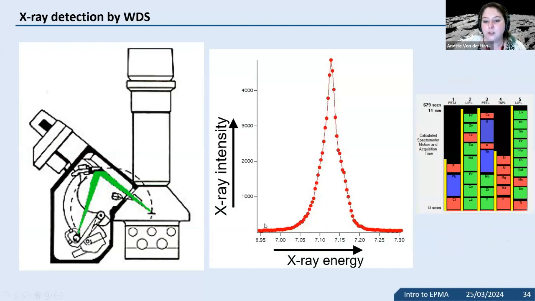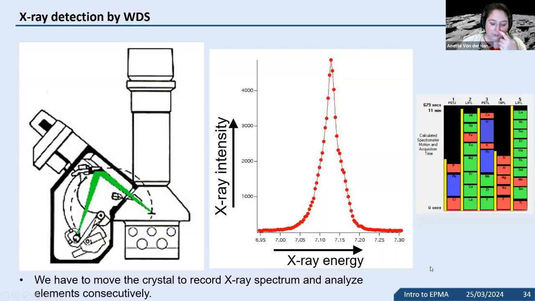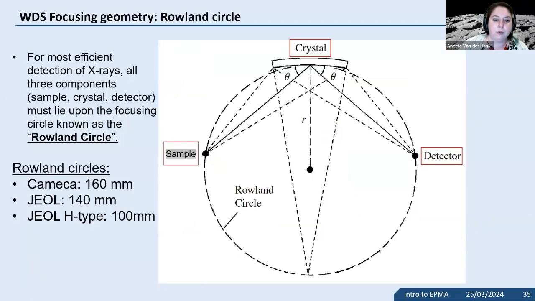The downside of this technique is that, again, we have to do the X-ray detection in a consecutive way. And we usually have to stack elements on the given spectrometers that we have. So we have to analyze one element after another. We can still analyze a lot of elements, but it is a bit more laborious, and there are different ways to optimize that.